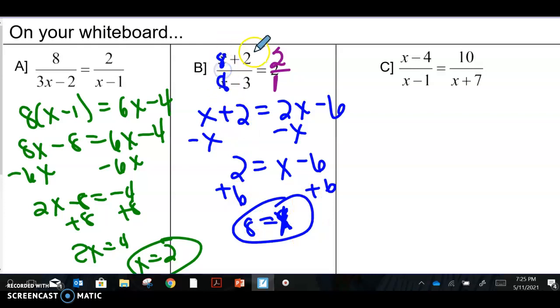I could check it. 8 plus 2 is 10. 8 minus 3 is 5. 10 divided by 5, yep, that's 2. Okay, I just want to make sure.